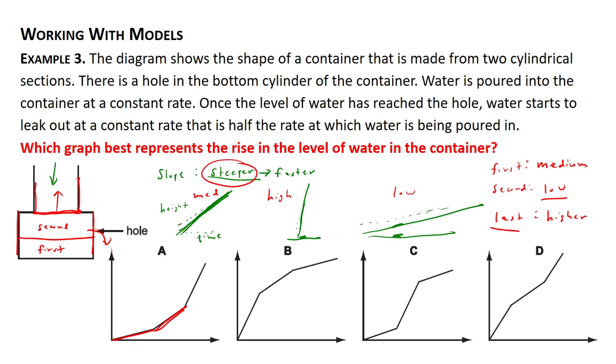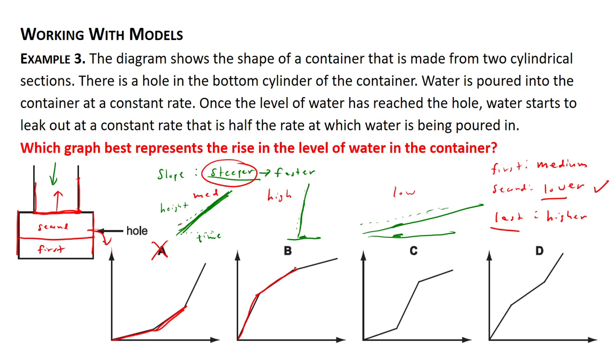So we expect a lower slope. From the first to the second, we expect a lower slope, so we can eliminate A. For letter B, the slope is okay. It's relatively steep. For the second part, it became lower, which satisfies our requirement.